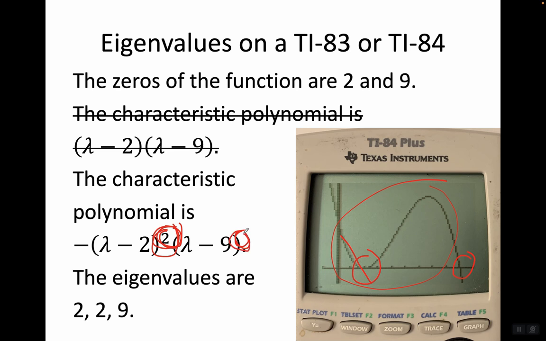And you can also see that this is not going to be lambda minus 2 squared times lambda minus 9, because it doesn't go like this. Instead, it goes like this. Okay, so it starts up high and then goes up and then goes down low. So that's got to be a negative lambda minus 2 squared times lambda minus 9. So we can see that the eigenvalues are going to be 2, 2, and 9.